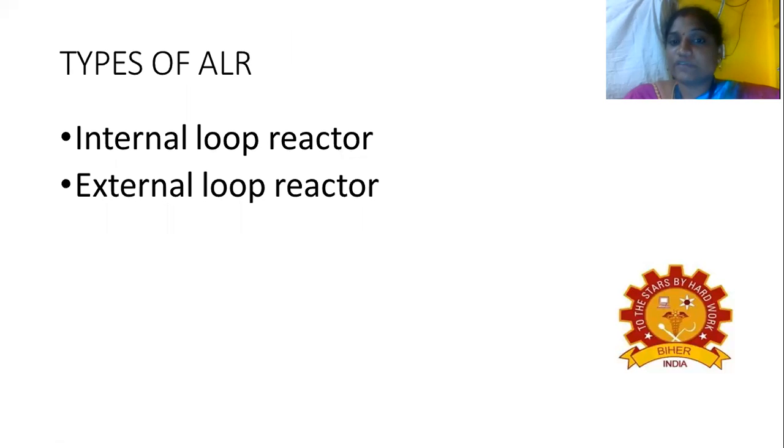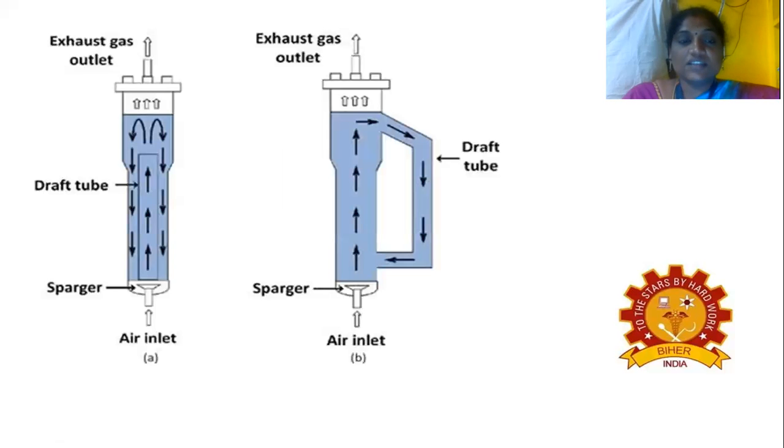There are two types of airlift reactor: the internal loop reactor and the external loop reactor. So what is an internal loop reactor? The internal loop reactor is nothing but one where the draft tube is present inside the reactor, which divides the reactor into two arcs.